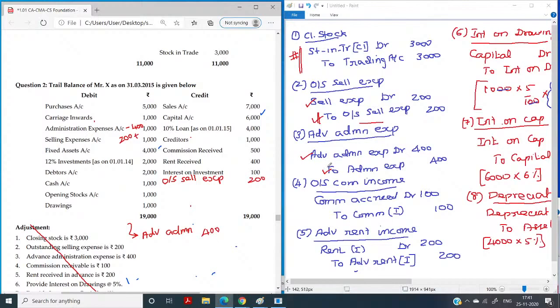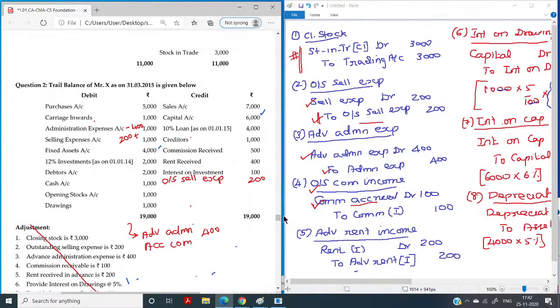And the next one is outstanding commission income. Outstanding commission, for that commission accrued and commission income. Commission accrued is a new account. We don't have that account, and that balance is in the debit side. I'm going to write that in the debit side: commission accrued, or accrued commission. The value being 100.